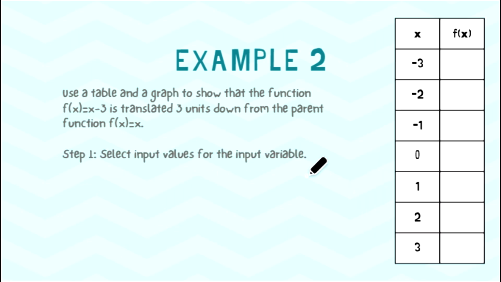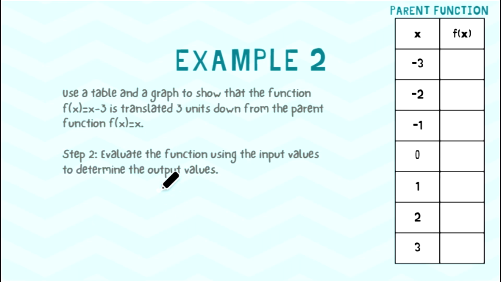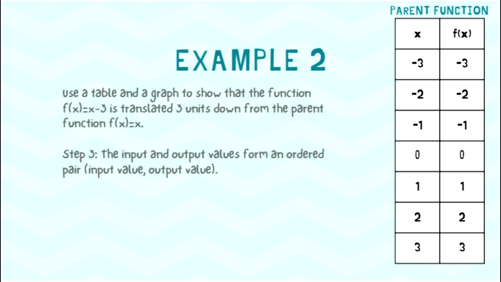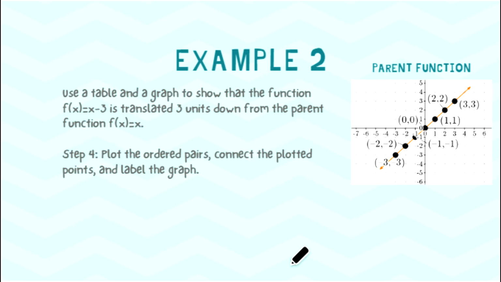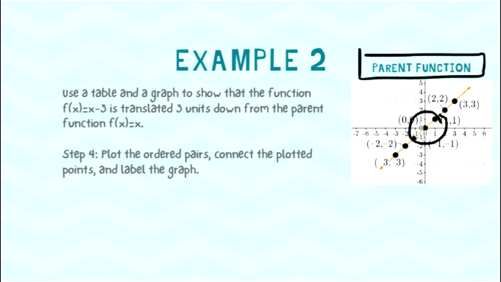You first select input values for the input variable. These are the numbers they selected. Then you're going to evaluate the function using the input values to determine the output values. We're starting with the parent function. This is literally saying f of x is equal to x, so all the numbers are going to be exactly the same. Okay? These 2 points are a coordinate pair that you can then graph. That stands for the entire table, okay? So that you can graph it, connect it, and label it. Okay, this is what it looks like. This is the parent function, and parent functions always cross through the origin or touch the origin.